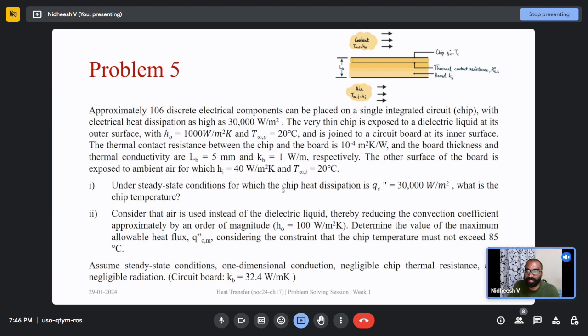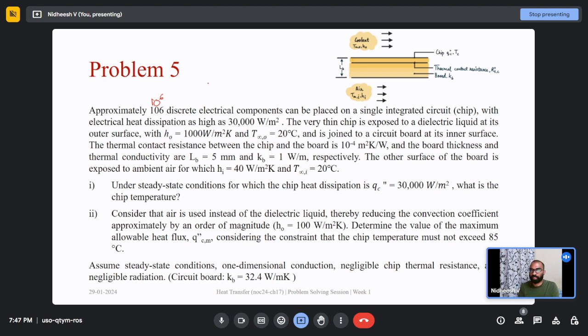The question is a bit lengthy, but don't feel bad. We'll just read through the question. I think it's a simple question. Approximately 10 power 6, that is like a million discrete electrical components, can be placed on a single integrated circuit IC chip with electrical dissipation as high as 30 kilowatt per meter square.